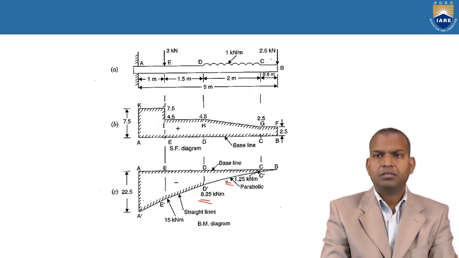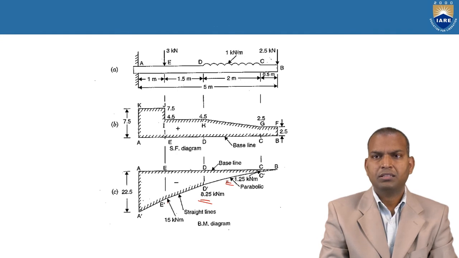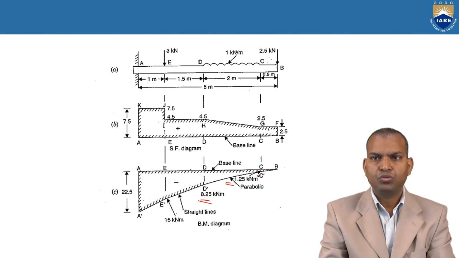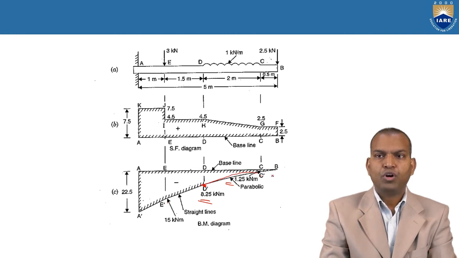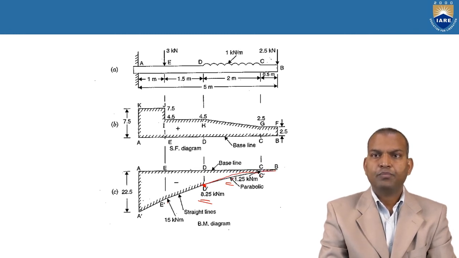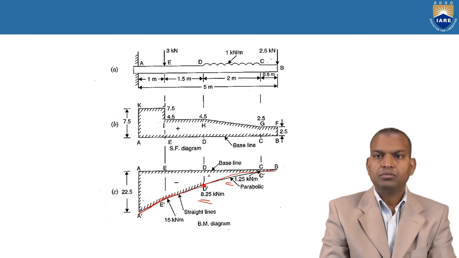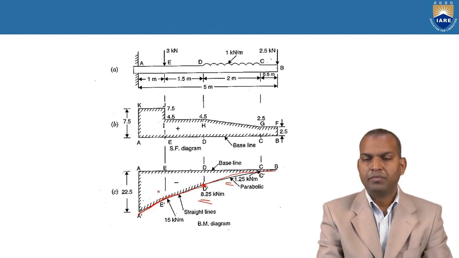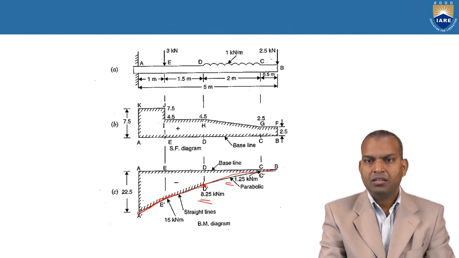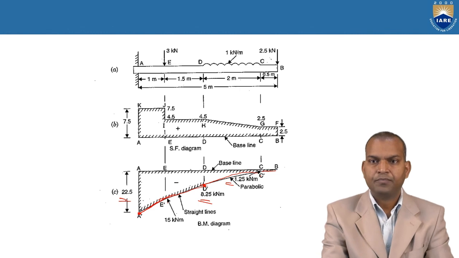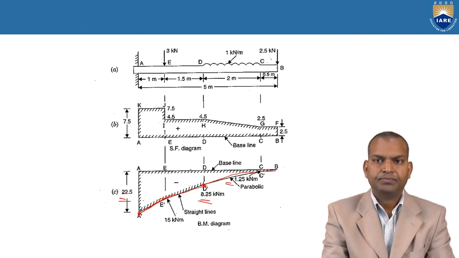Wherever the UDL is there, in the case of bending moment, that UDL gives a parabolic curve. So point C to point D is a parabolic curve, and point B to C is a straight line. Again, point D to E is a straight line, all straight lines. Here the maximum bending moment takes place, in spite of the direction. The value is maximum here, 22.5 kilonewton meter at the fixed end. It is 0 at the free end.